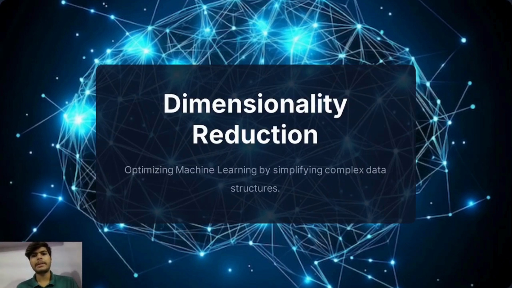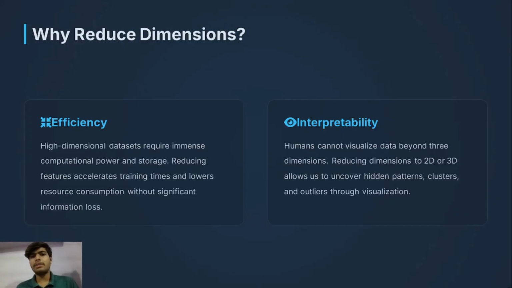Hi, today we will learn about dimensionality reduction in data science, optimizing machine learning by simplifying complex data structures. Why reduce dimensions? Efficiency. High dimensional data requires immense computational power and storage. Reducing features accelerates training times and lowers resource consumption without significant information loss.